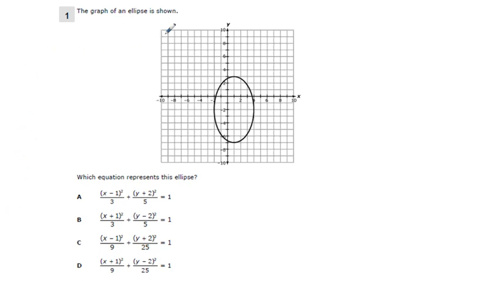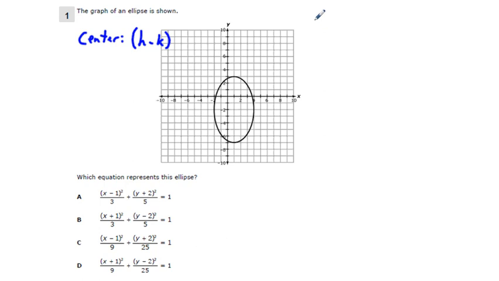Number one, the graph of an ellipse is shown. Which equation represents this ellipse? Now, this one can be done without a calculator. And to do that, we have to understand a couple of things. We have to understand the center of an ellipse is the coordinate pair h, k.